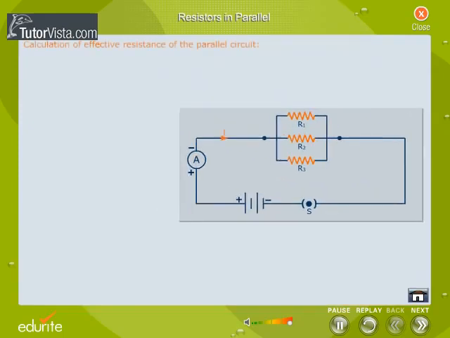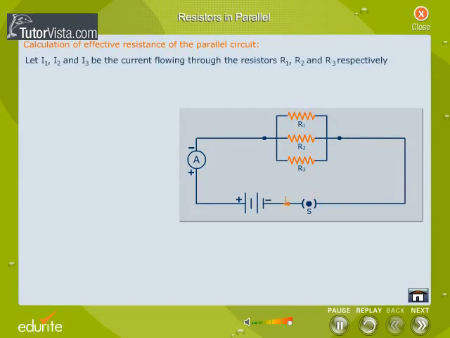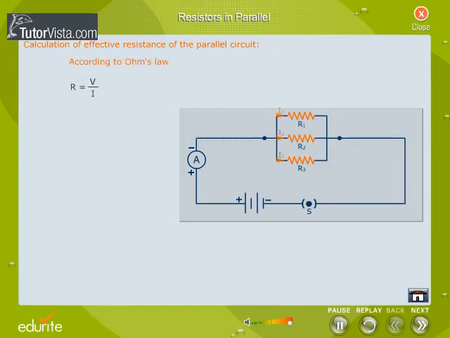Let us now calculate the effective resistance of the circuit. Let I1, I2 and I3 be the current flowing through the resistors R1, R2 and R3 respectively. Under ideal conditions, I is equal to I1 plus I2 plus I3. According to Ohm's law, R is equal to V by I. In a parallel circuit, the current flowing through the individual resistors varies. Hence, we first calculate I1, I2 and I3.